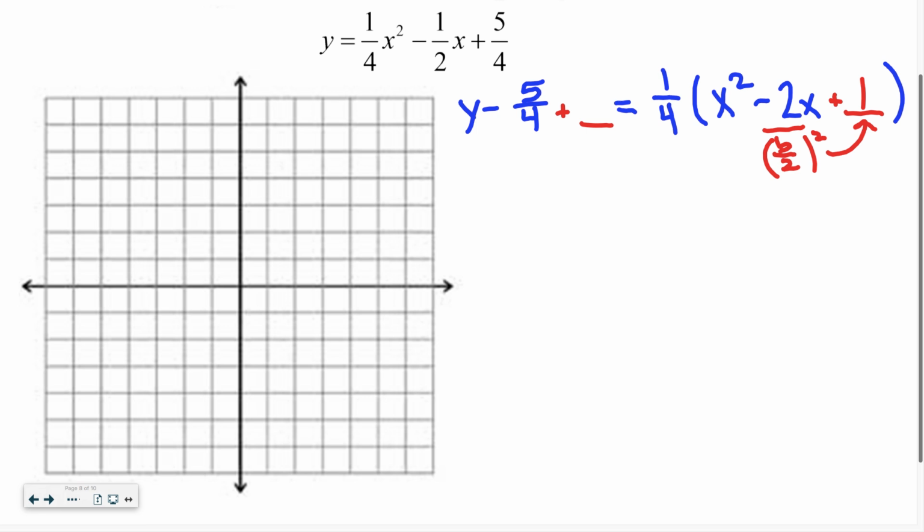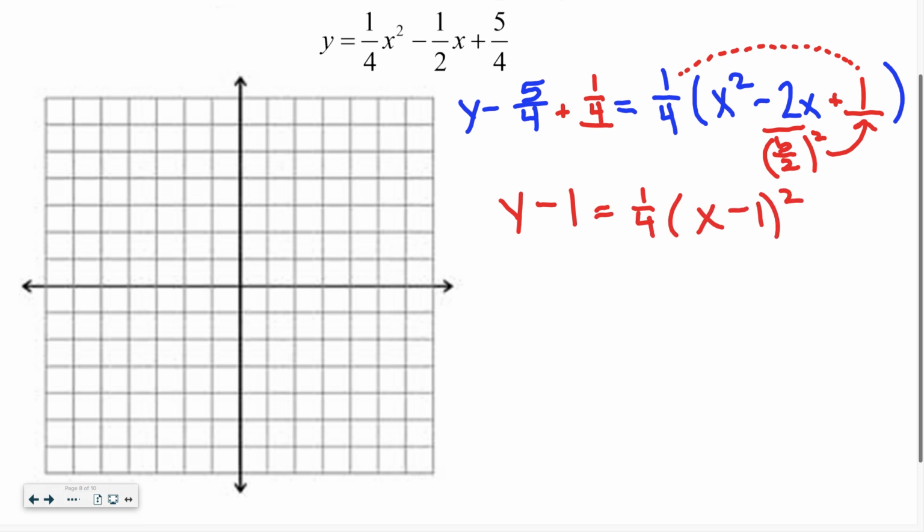Are we really adding the number 1? No, it's okay. We're adding 1 times 1/4. And just like that, we have nice numbers, don't we, Max? Well, what's negative 5/4 plus 1/4? It's negative 1. So we have y minus 1 equals 1/4 times the quantity x minus 1, squared.